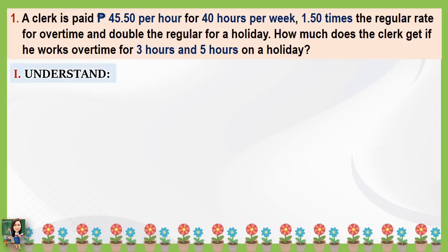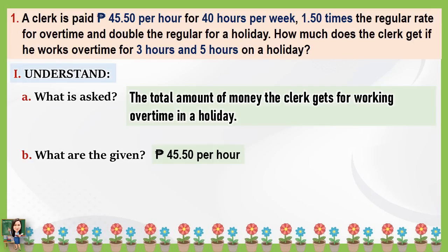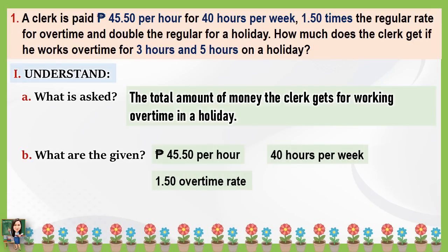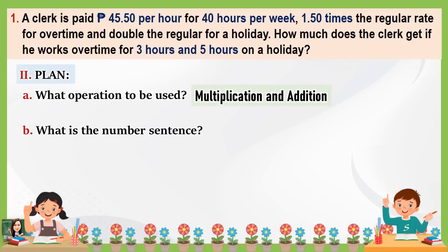Step 1. Understand. What is asked in the problem? The total amount of money the clerk gets for working overtime and on a holiday. What are the given? 45 pesos and 50 centavos per hour. 40 hours per week. 1 and 50 hundredths overtime rate. Step 2. Plan. What operation to be used? The operations to be used are multiplication and addition. What is the number sentence?